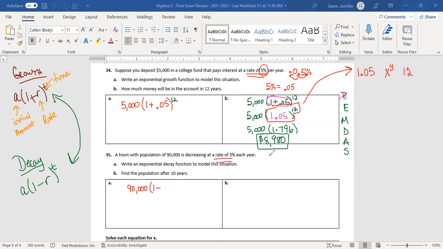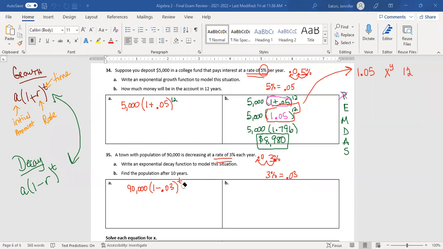So the rate is 3%. We want to take that 3% and turn it into a decimal, so we move the decimal to the left 2 spaces. So 3% gives us 0.03 as a decimal. So 1 minus 0.03. And then you could do that to the t, because that'll give you your formula and you'll be able to calculate the population at any year.